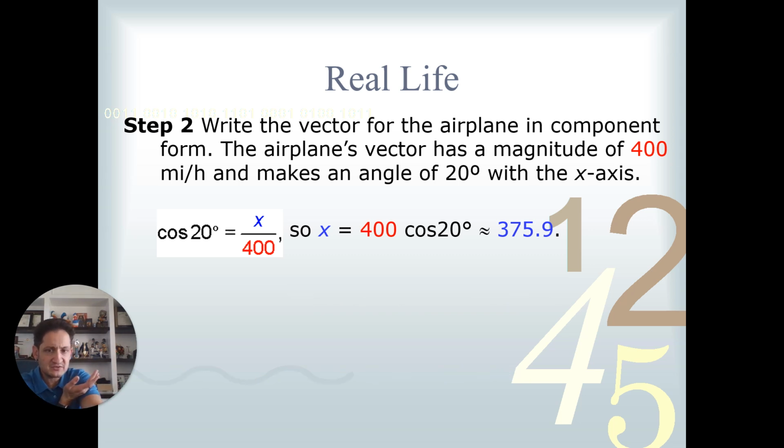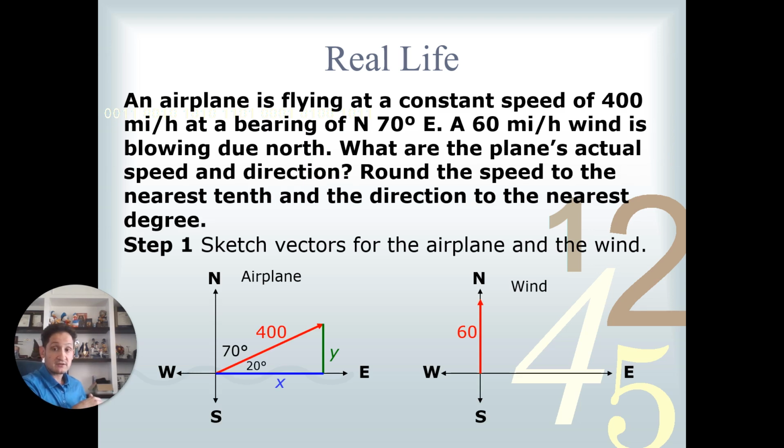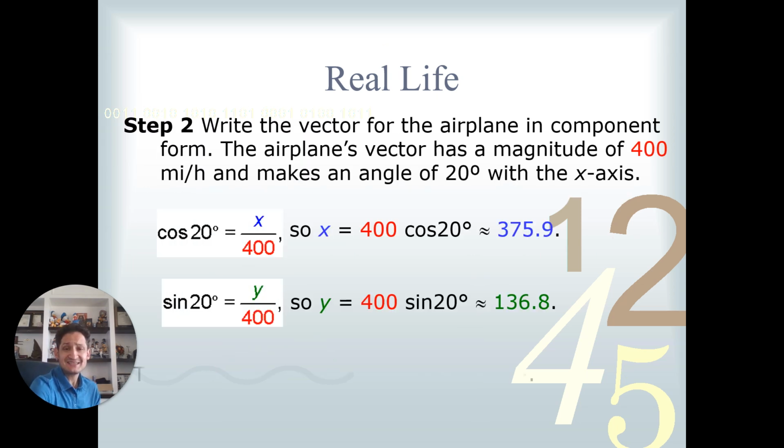Then we go back to the diagram. You probably weren't paying attention. Sine of 20 is opposite over hypotenuse. Sine of 20 is y over 400. Cosine of 20 is x over hypotenuse. Cosine of 20 is x over 400. So you're going to solve for x and y. I have broken down this red vector, this diagonal vector, into its components. Yeah, they're a little messy. 400 cosine 20 and 400 sine 20 aren't the nicest things.